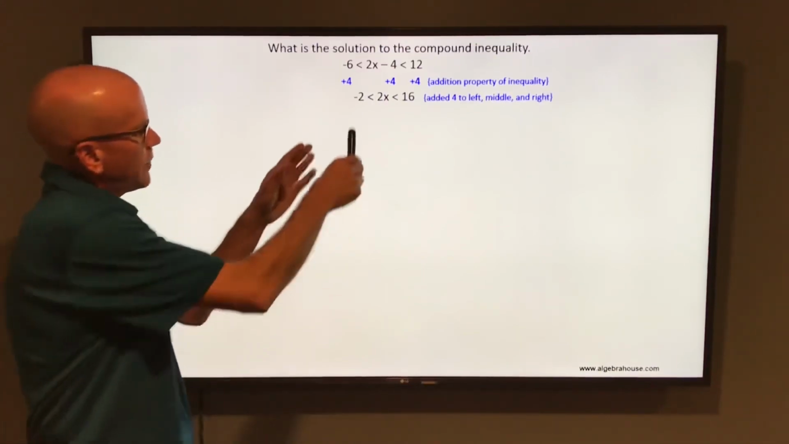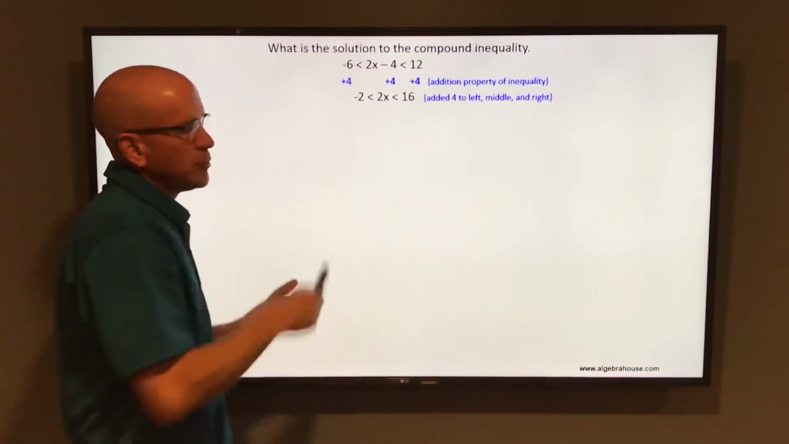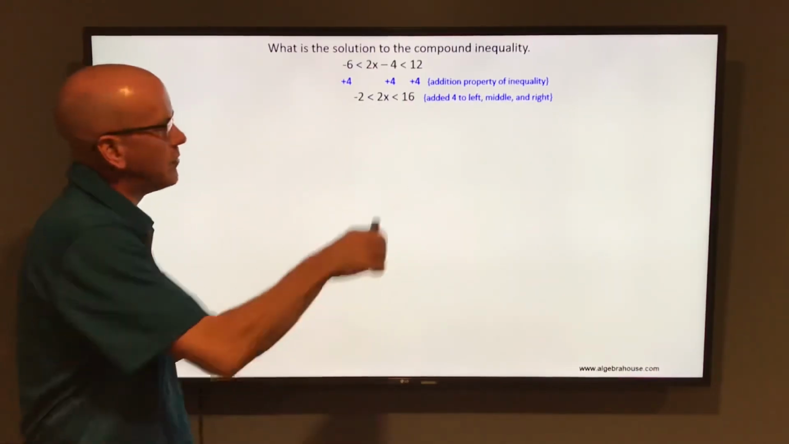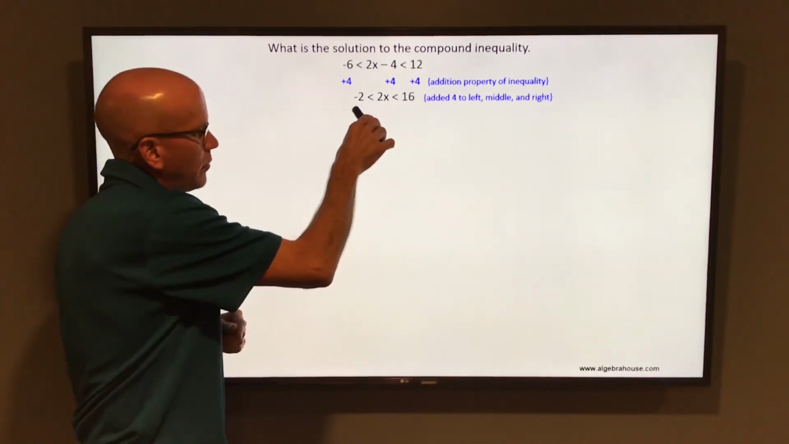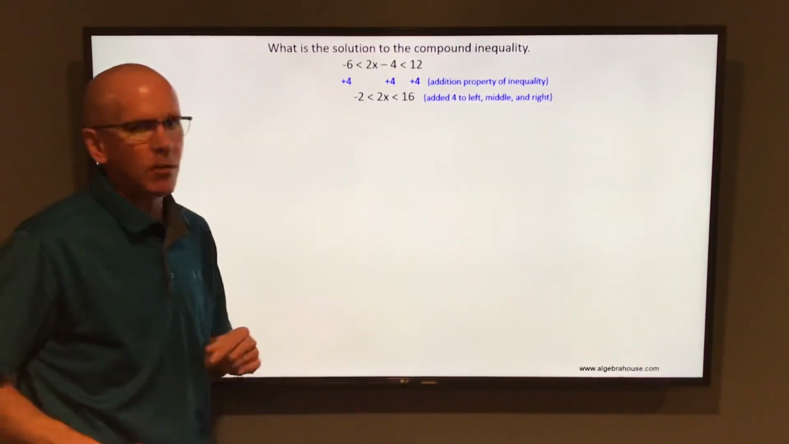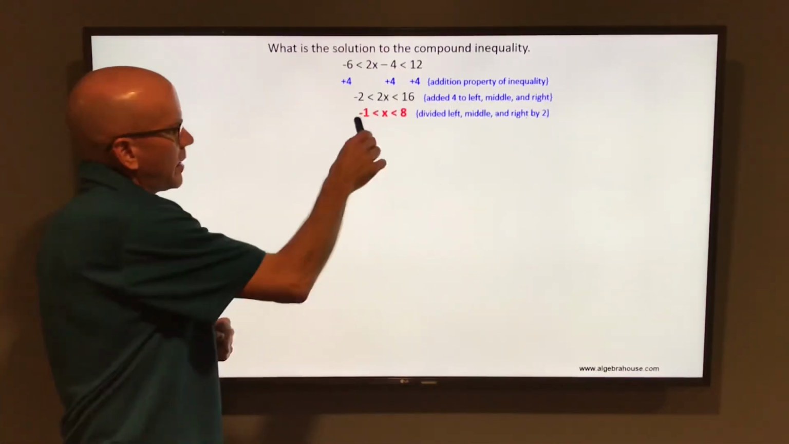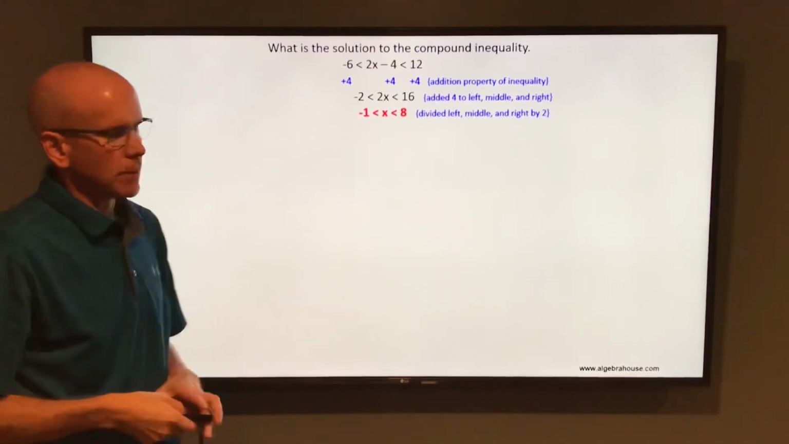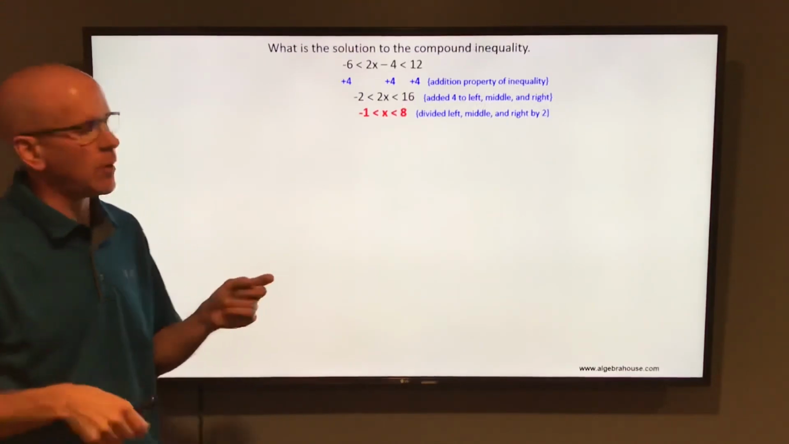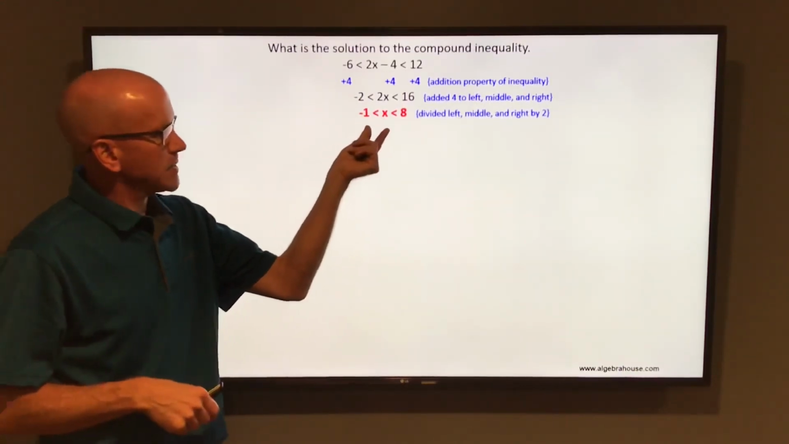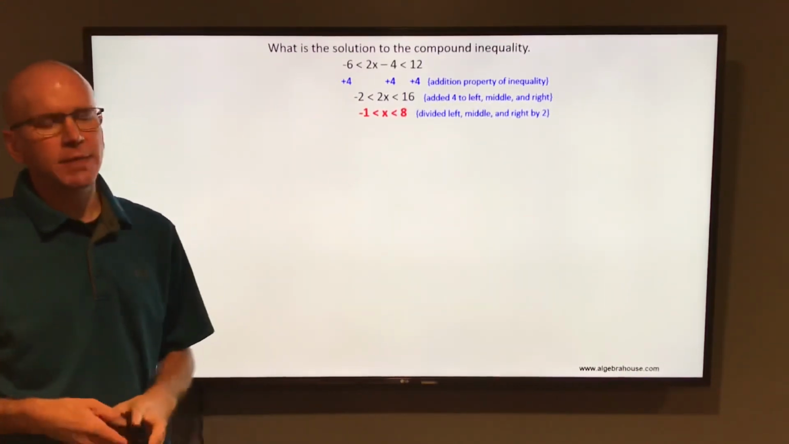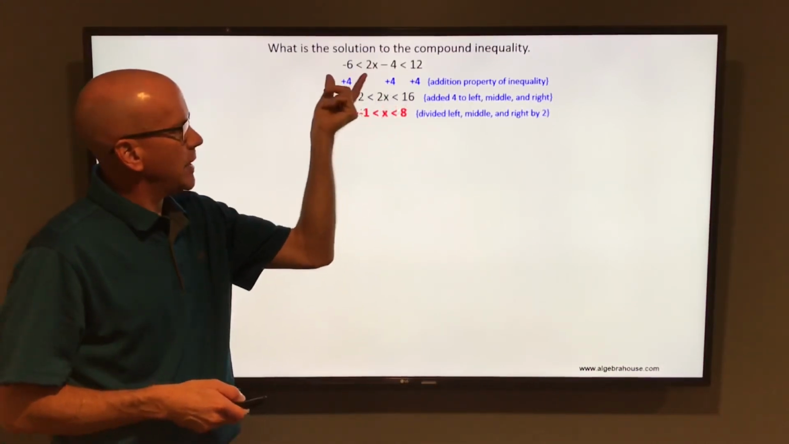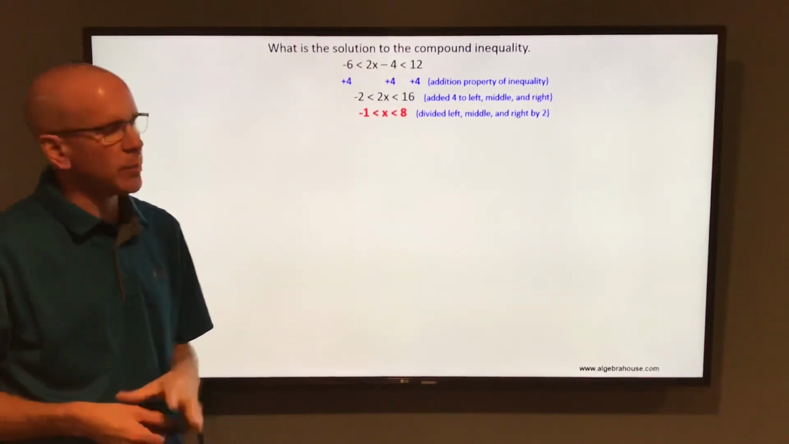So still we have a left, a middle, and a right. We need to move the 2 now. So to move the 2, you have to treat all of these areas equally. If you divide by 2, you have to divide the left, the middle, and the right all by 2. So you end up with -1 is less than x, which is less than 8. Now again, that's an and inequality. That means -1 is less than x, and x is less than 8.